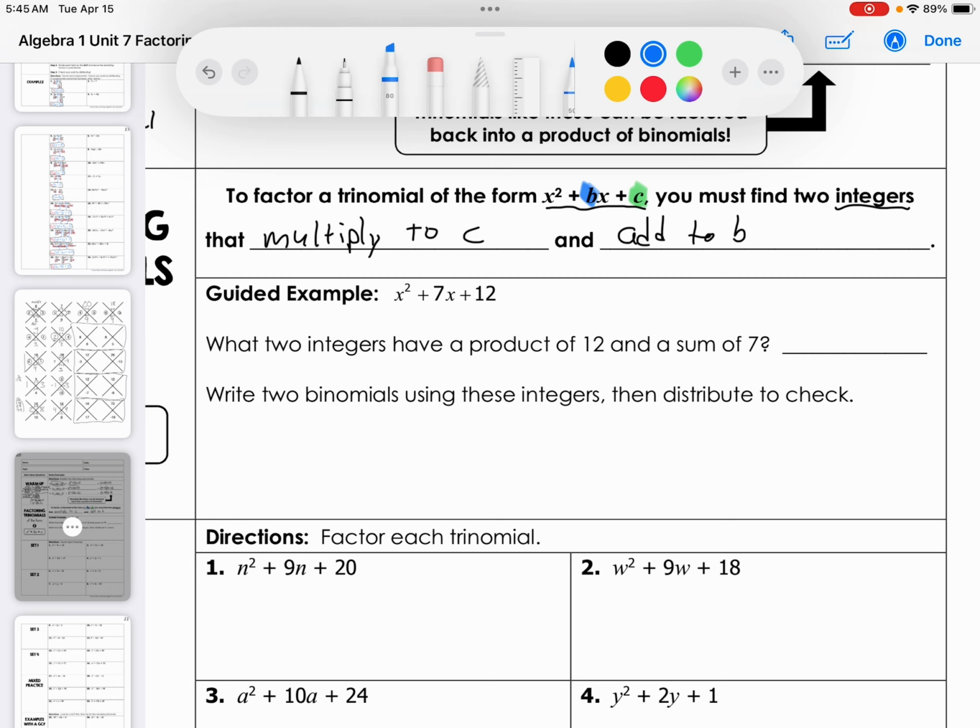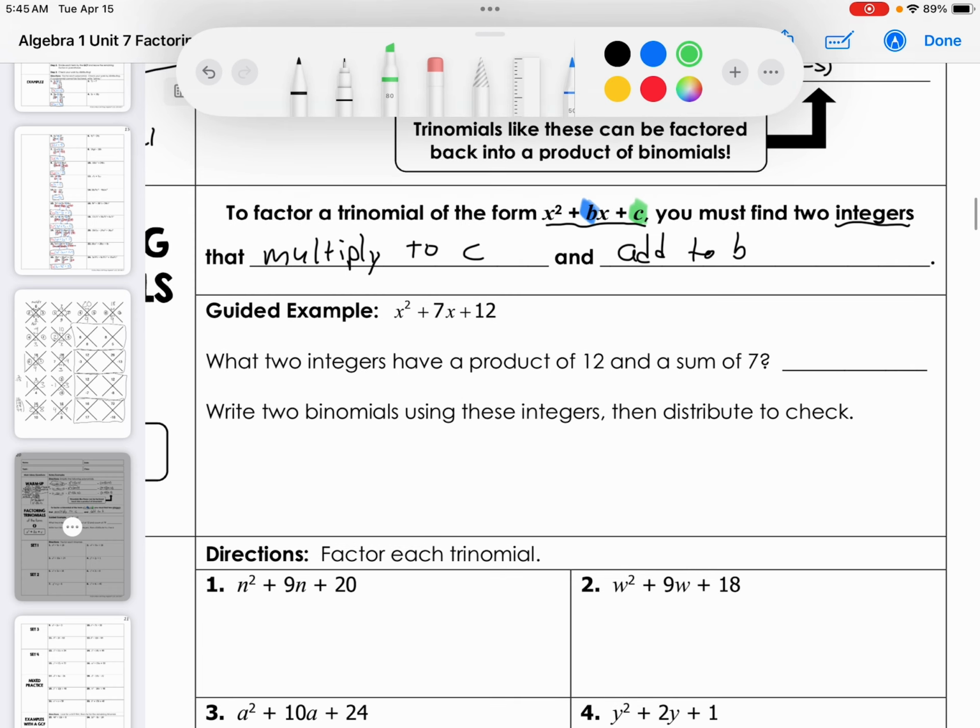For this example, x squared plus 7x plus 12, the 12 would be c. So let me do that with a pen. The 12 would be c, and the 7 would be b. So what I would do for this problem is set up an x, just like we did on the previous page. I would put 12 on the top, and I would put 7 on the bottom.